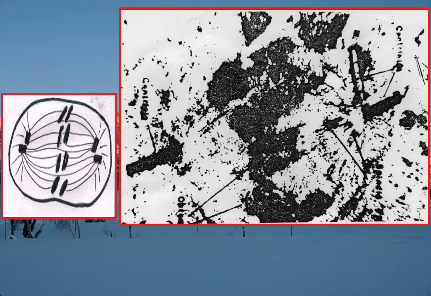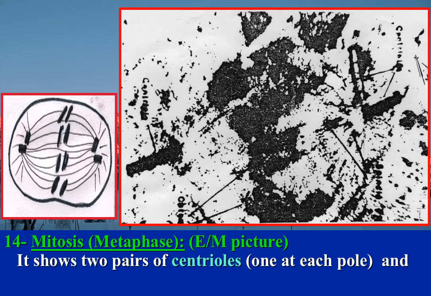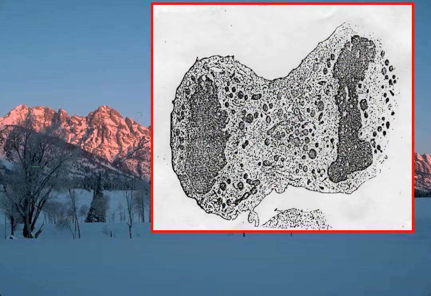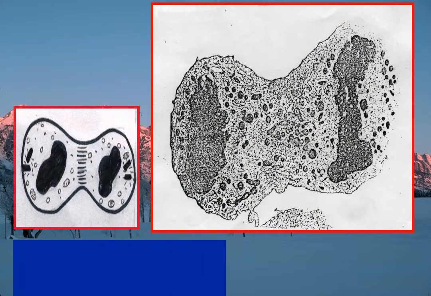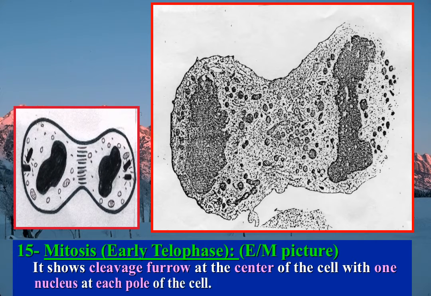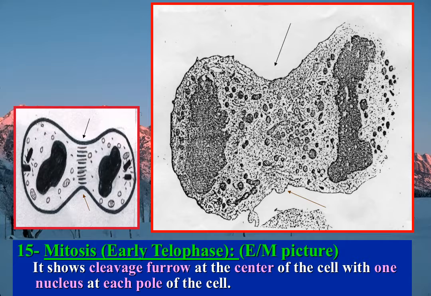Mitosis, metaphase stage, by electron microscope. It shows two pairs of centrioles separated, one pair at each pole, and the chromosomes are arranged in the equatorial plate. Mitosis, early telophase stage, by electron microscope. It shows cleavage furrow at the center of the cell, with the formation of one nucleus at each pole, also the appearance of the organelles.